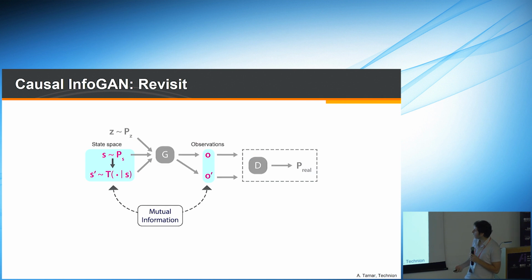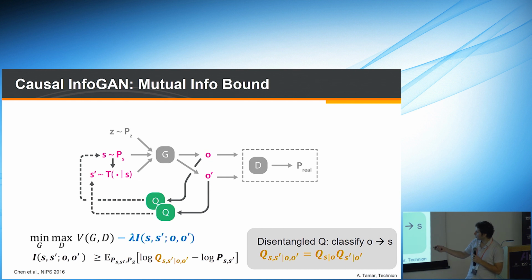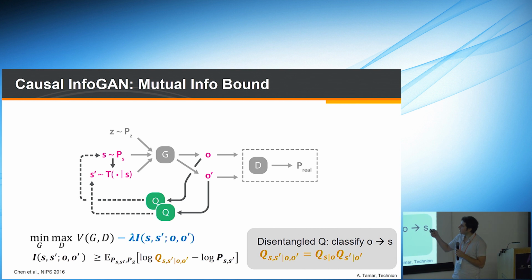So let's first look at the mutual information. How do we maximize mutual information? Well, we base our approach on prior work by Chen et al., which proposed a variational principle for maximizing mutual information. Basically, it means that we also train an encoder Q that maps from the observation back to the state that generated it.